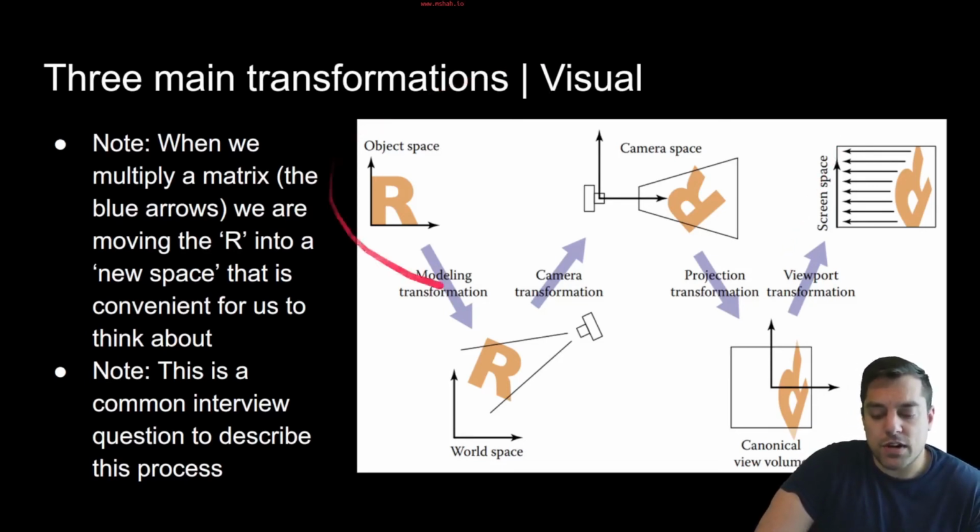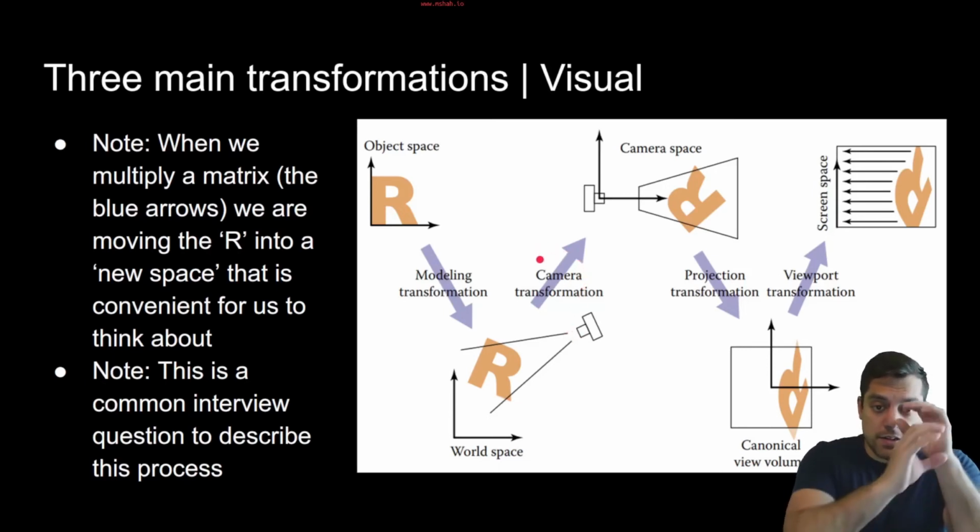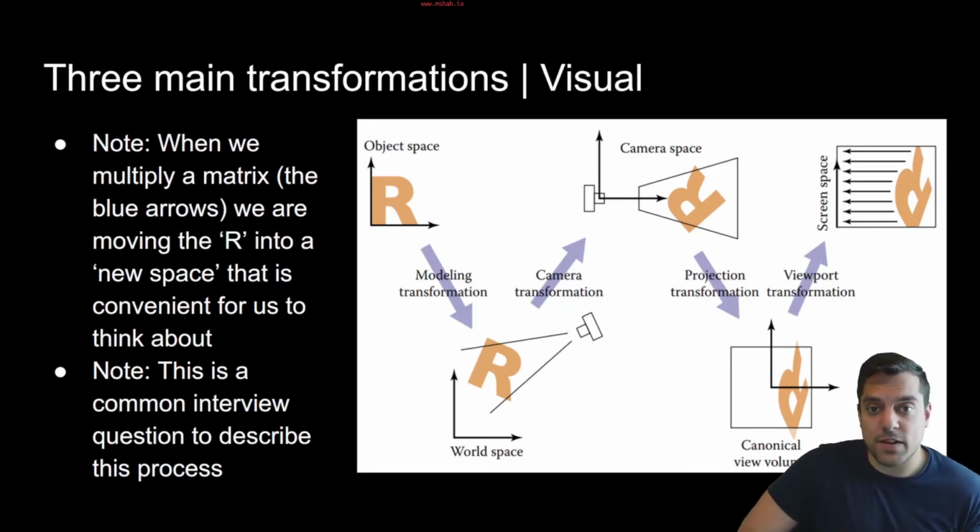But right, we go from object space or our local coordinates, transform. So we apply a rotation, a scale, whatever that we want here, and that puts things into world space. Okay, so notice our R is moving around here. Then we apply our camera transformation, which says, hey, how do we want to view the world?